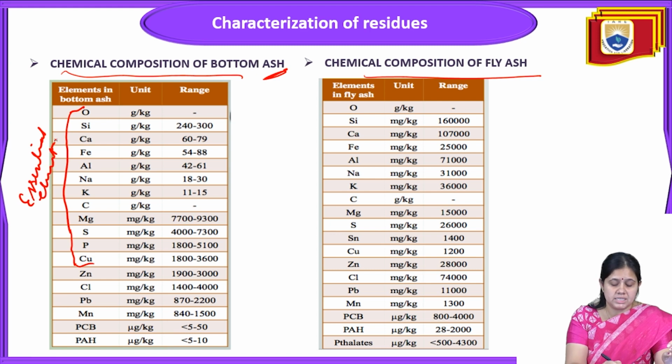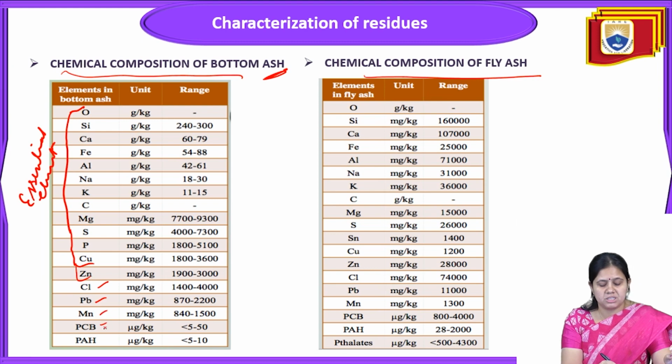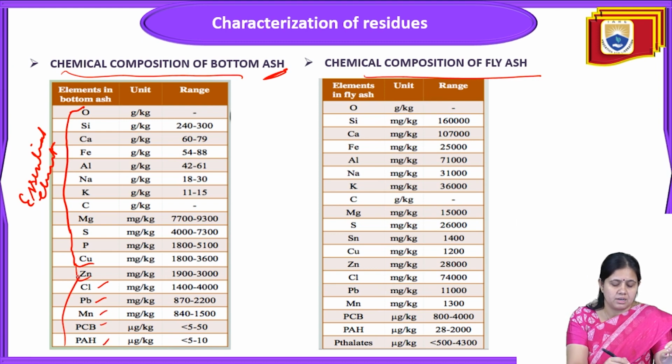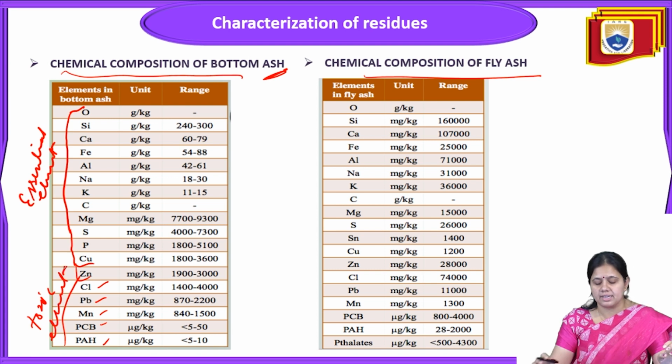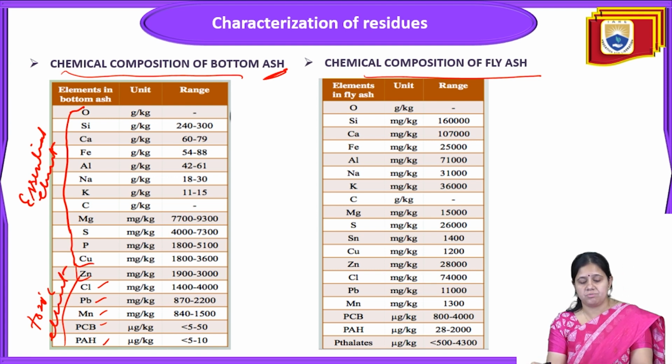Essential elements, but these are sometimes up to zinc also. But chlorine, lead, manganese, PCB, pH are the toxic metals. They are the toxic elements. Like that in case of chemical composition of fly ash.